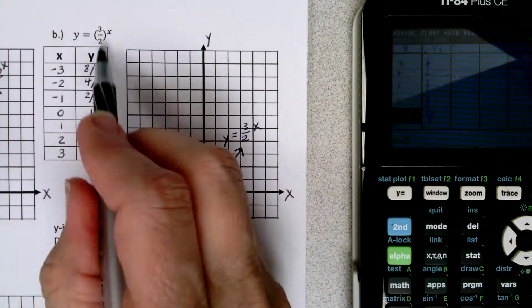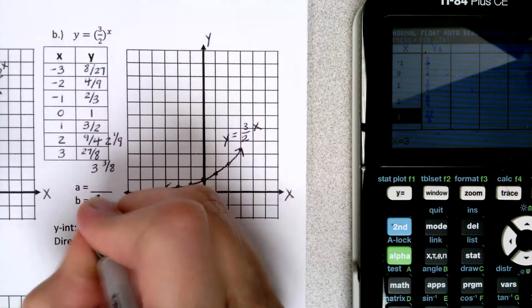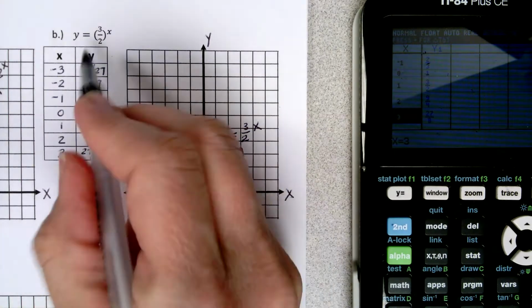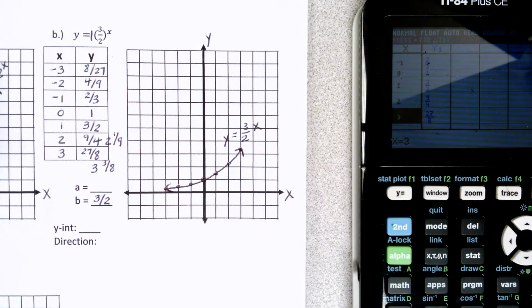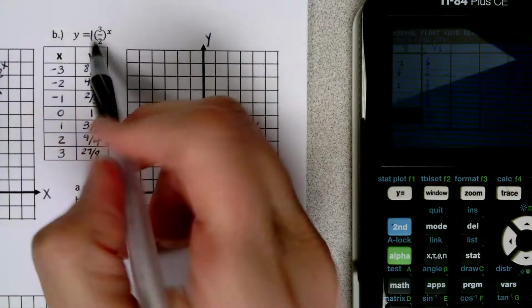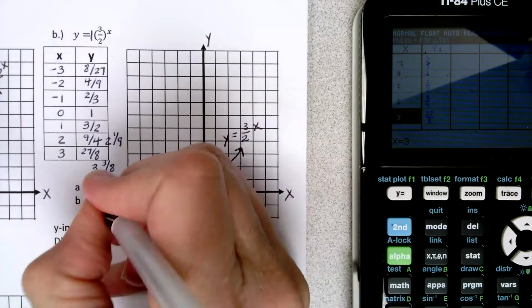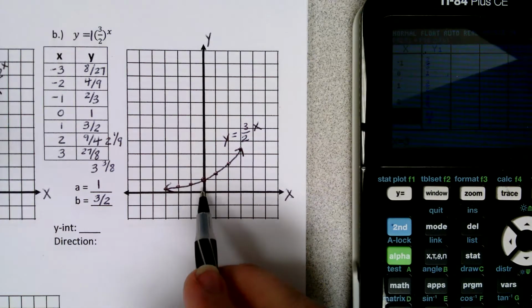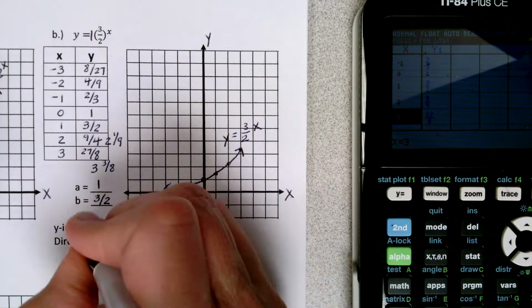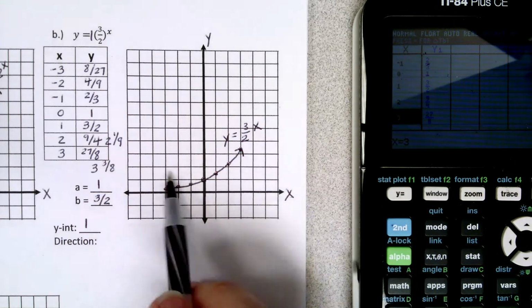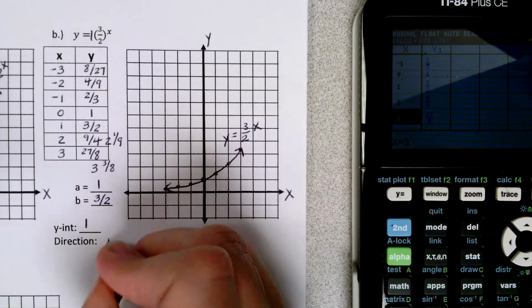So we know our b value, the one right next to x, is 3/2. There's no other number before it, so the only other number it could be is 1, because anything times 1 would still remain itself. So looking at our graph, what's our y-intercept? So this curve crosses the y-axis at 1, and the direction is it is increasing.